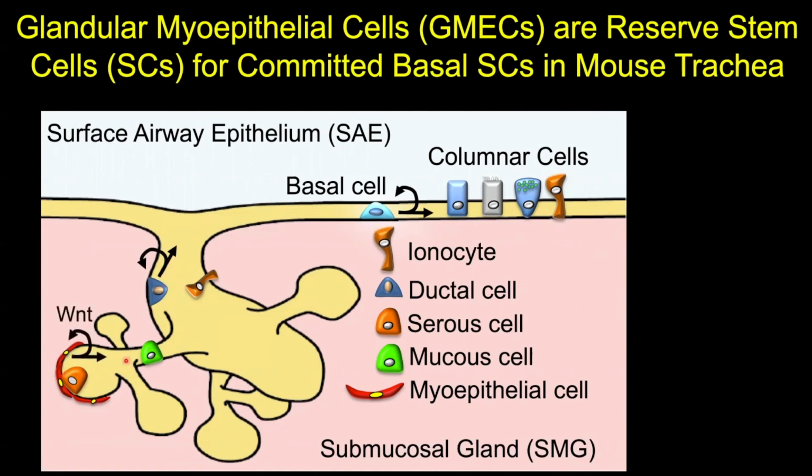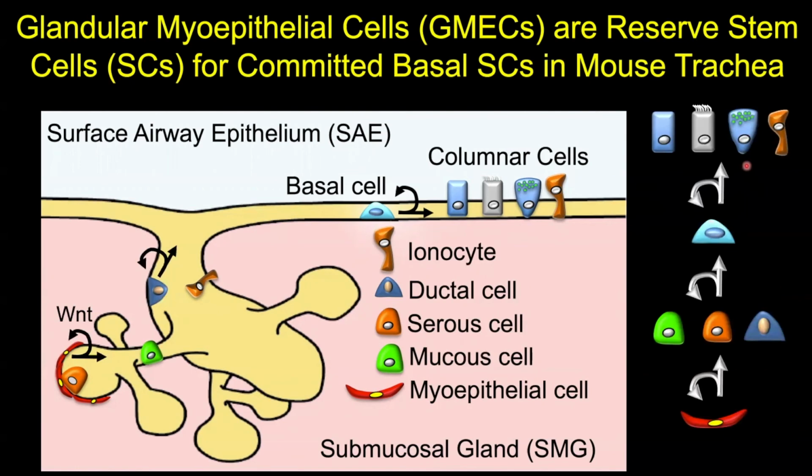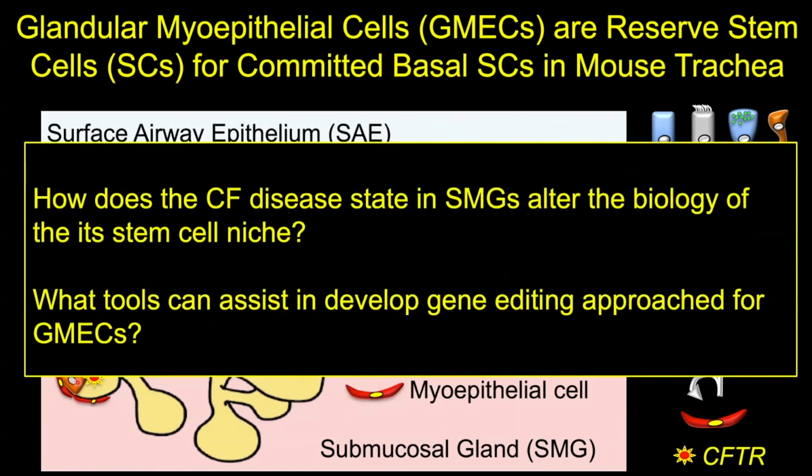In my laboratory, as well as the Tata lab, we have studied how Wnt signaling engages, following airway injury, a myoepithelial reserve stem cell that has the ability to generate these 8 cell types within submucosal glands, as well as the surface airway epithelium. These cell types express CFTR: goblet cells, ionocytes, basal cells, as well as serous cells. So we questioned, how does the CF disease state alter this submucosal gland stem cell niche? This is a question that really can't be addressed in mice since they don't develop lung disease. And what tools can assist the field in developing gene editing approaches for glandular myoepithelial cells?